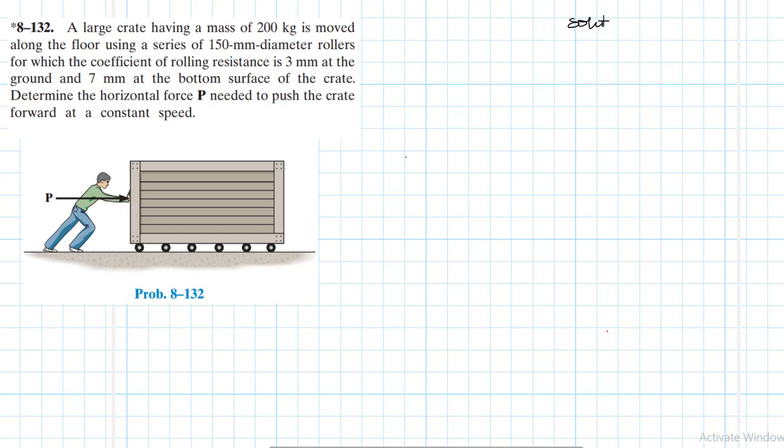This problem is coming from the Engineering Mechanics Statics textbook, 13th edition by R.C. Hibbeler. We are still dealing with rolling resistance, and we defined what it is in the previous video, and we said the rolling resistance is the opposing force on a rolling body in motion when the rolling body is in contact with the surface.